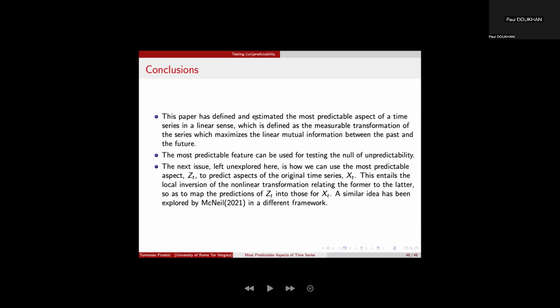Are there comments? Yeah, I was wondering, so the goal is to get the most predictable aspect with respect to a family of basis functions. My first question is, do you fix the aspects of the series beforehand? Because I got a return time series, and my aspects will be the square of the returns as a proxy of volatility, or something else. So the aspects are the ones that you target.